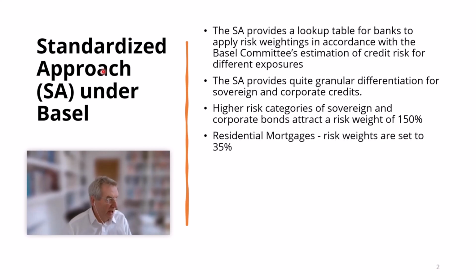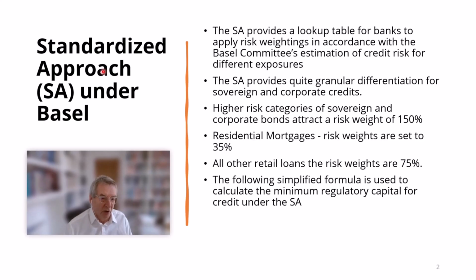Certain items on a bank's balance sheet which are not rated by credit rating agencies, such as residential mortgages, have a standard risk weighting of 35%, and retail loans, also not rated, have a uniform or standard risk weighting of 75%. So the following simplified formula is used to calculate the minimum regulatory capital for credit under the standardized approach.